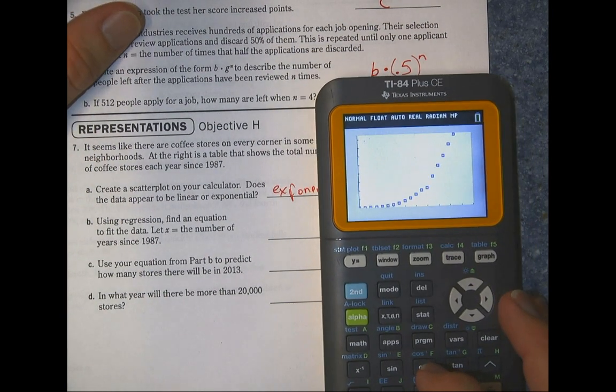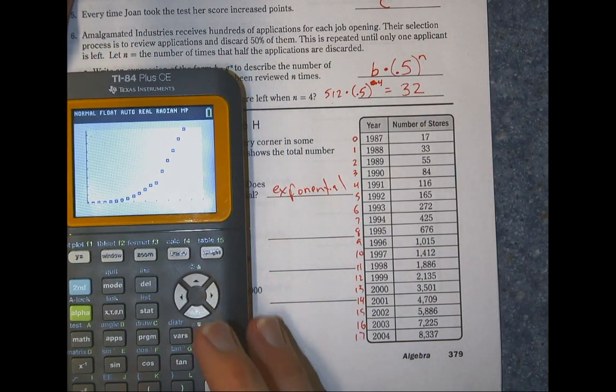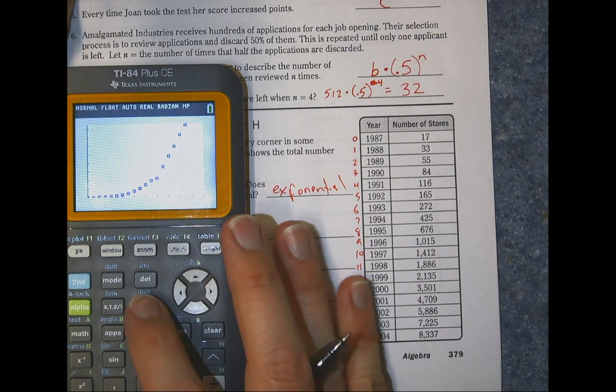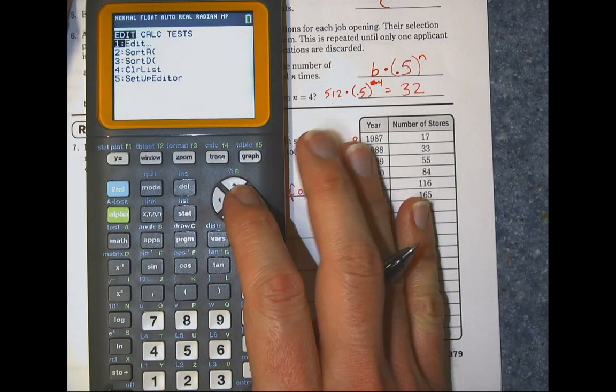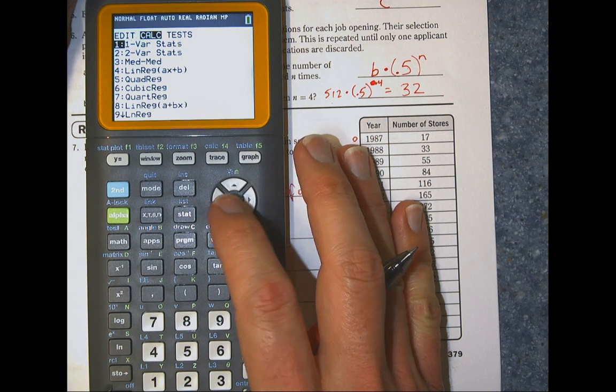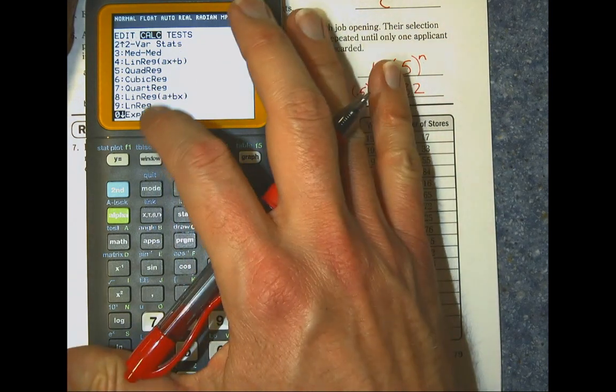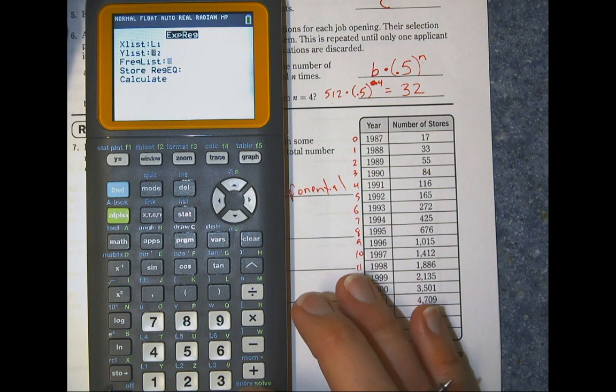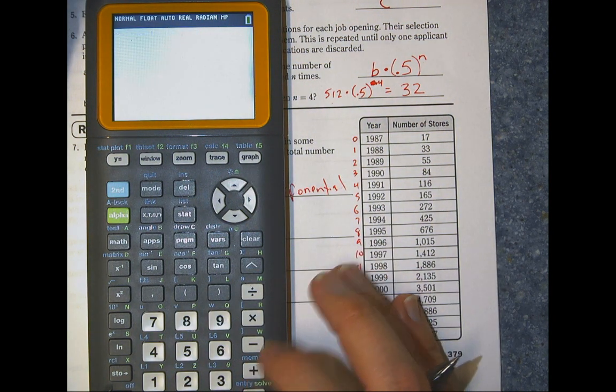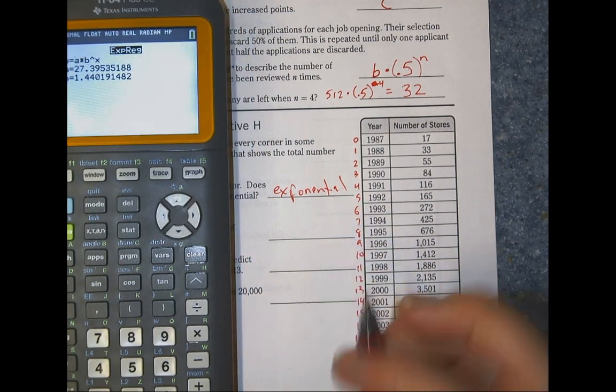All right, using regression, we're going to find the equation that fits the data. And so I'm going to hit stat, go over to calculate, and go all the way down. I don't want to use number 4 because this is not linear data. This is exponential data. So I'm going to hit number 0, and it's going to give me the information I need here.